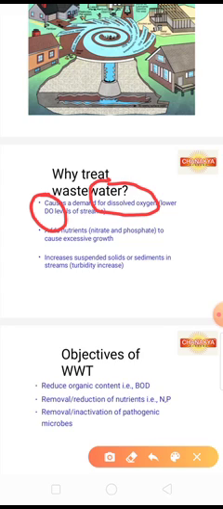Second, if it is coming from agriculture, that water will have nitrate and phosphate. And that wastewater will have some suspended particles, some sediment particles, which increase the turbidity. So we should remove them, or there should be some concentration limit.